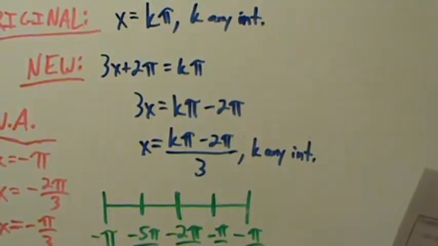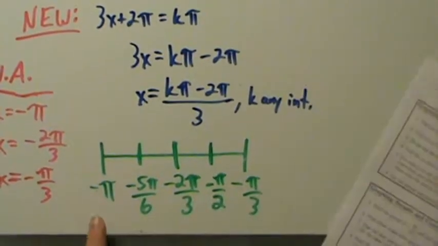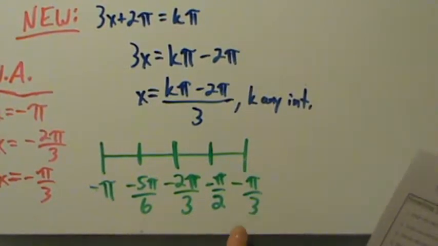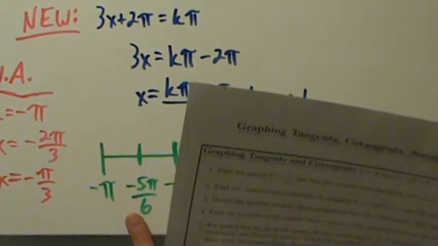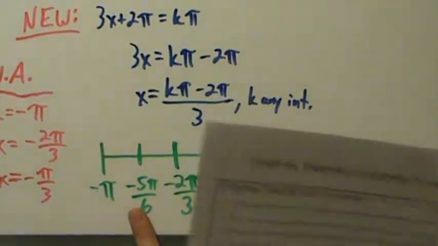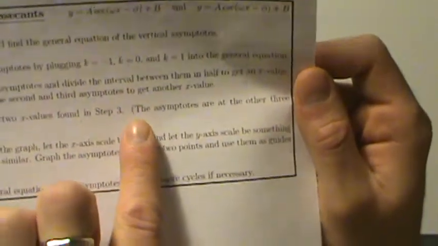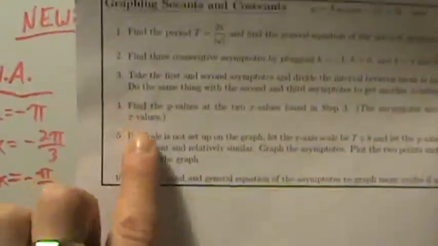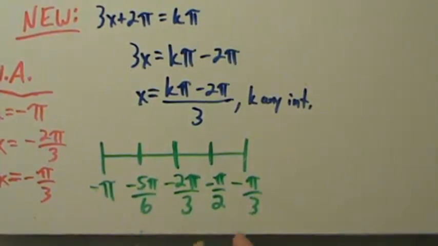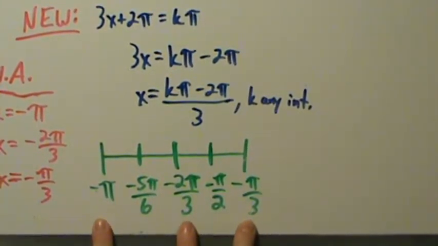When we started step 3, we had an asymptote here, here, and here, and we found these two new x values. We want to find the y values here, because the asymptotes are at the other 3 x values. We cannot evaluate the function at those points, because the function is undefined there, since it has vertical asymptotes. So we can only evaluate the function at these 2 points, which is exactly what we're going to do.